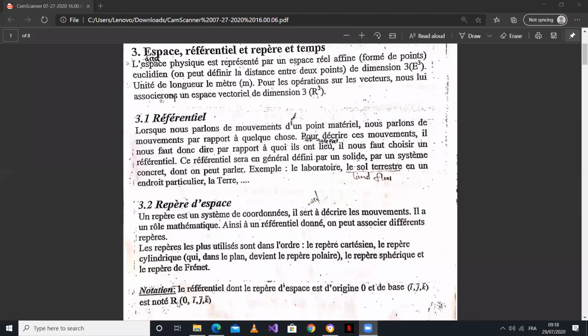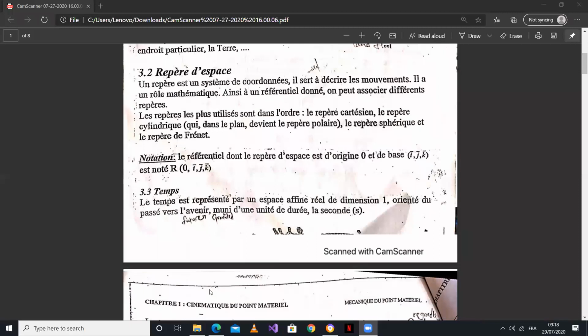So R is a référentiel. Soit un référentiel R, we note it as R outside the parentheses. And then in the parentheses, we are now talking about the repère. What's the origin? The origin is O. And what's the base of its coordinates? We have I, J, K, and that's how we note it.